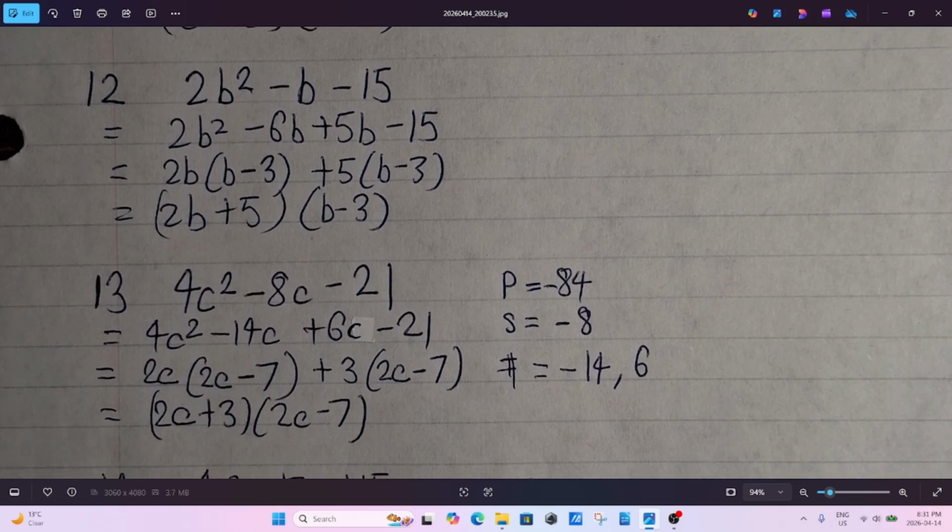Question 12. 2b squared minus b minus 15. We can split the -b into -6b plus 5b. And then we factor out a 2b from the first two terms and a 5 from the last two terms. And we get 2b plus 5 times b minus 3.